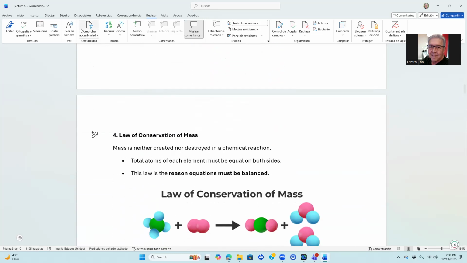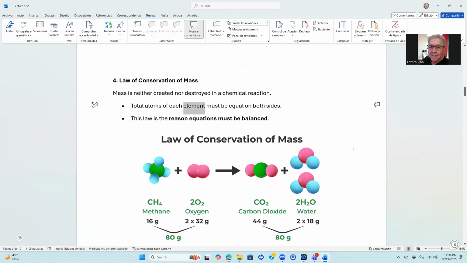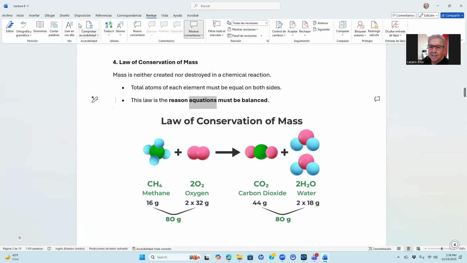What is exactly this? Law of conservation of mass. Mass is neither created nor destroyed in a chemical reaction. Total atoms of each element must be equal on both sides. This law is the reason equations must be balanced.